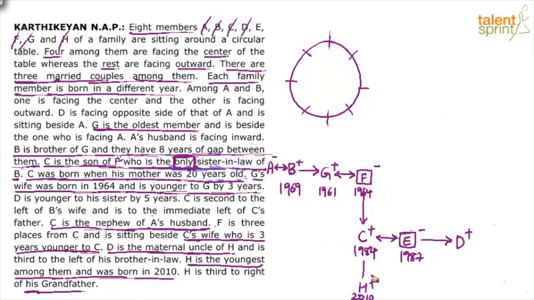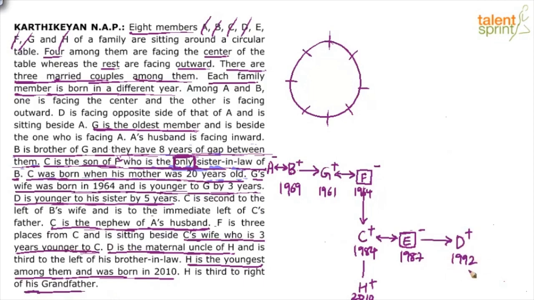And I think in terms of years, only A's age is not known and D's age is not known. Oh, D's age is known here. Look at this point. D is younger to his sister by 5 years. Who is D's sister? E, who was born in 1987. D is younger to his sister by 5 years means D was born in 1992. So sister was born in 87, brother would be born in 92. So D's age is also known.